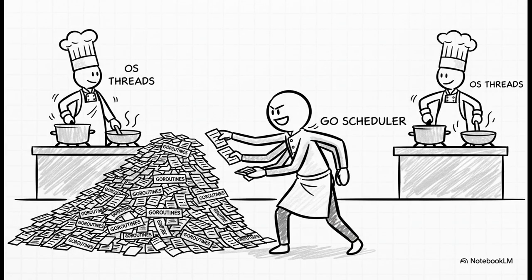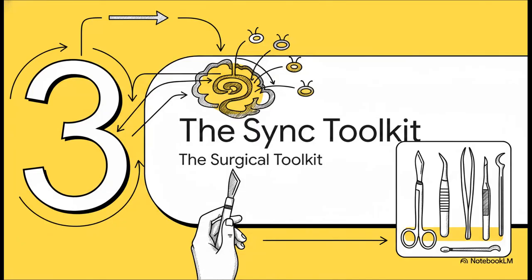I find it helps to think of a really busy kitchen. You've got a handful of chefs, those are your OS threads. But you have hundreds, maybe thousands of order tickets coming in, those are your Go routines. The Go scheduler is like the expediter, masterfully juggling all those tickets to make sure no chef is ever just standing around idle.